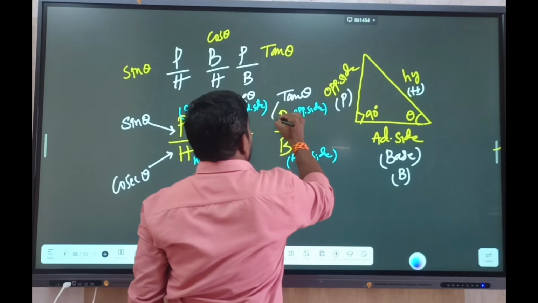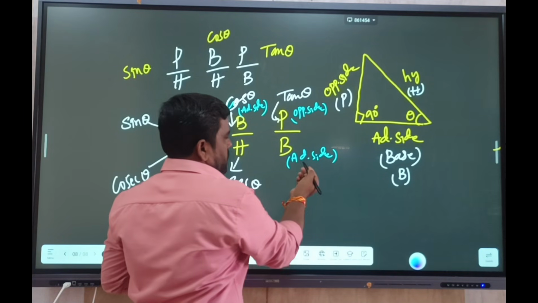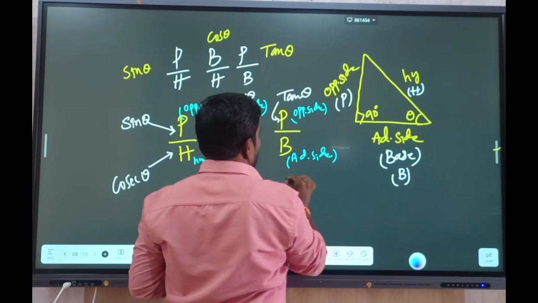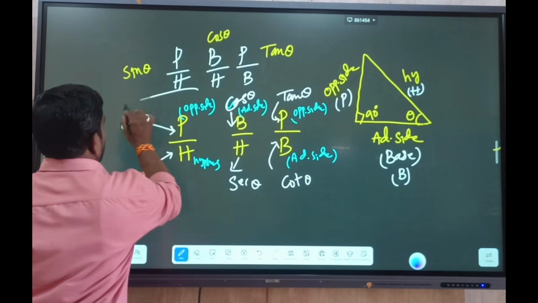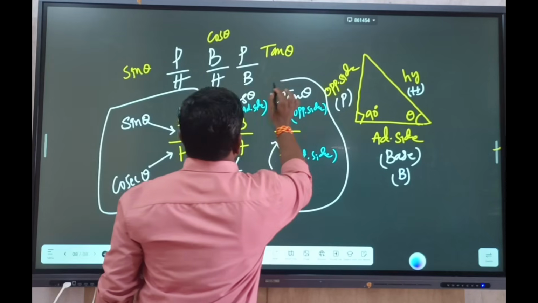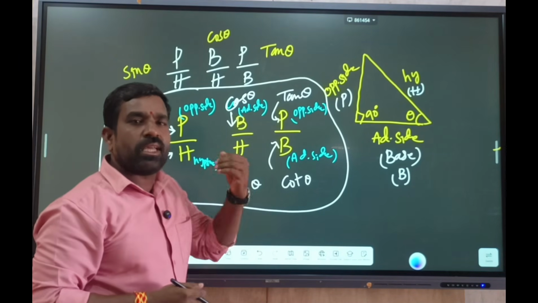Tan theta is opposite side by adjacent side. Tan theta's reciprocal is cot theta. This is a very important concept. Learn the formulas with the easy method.